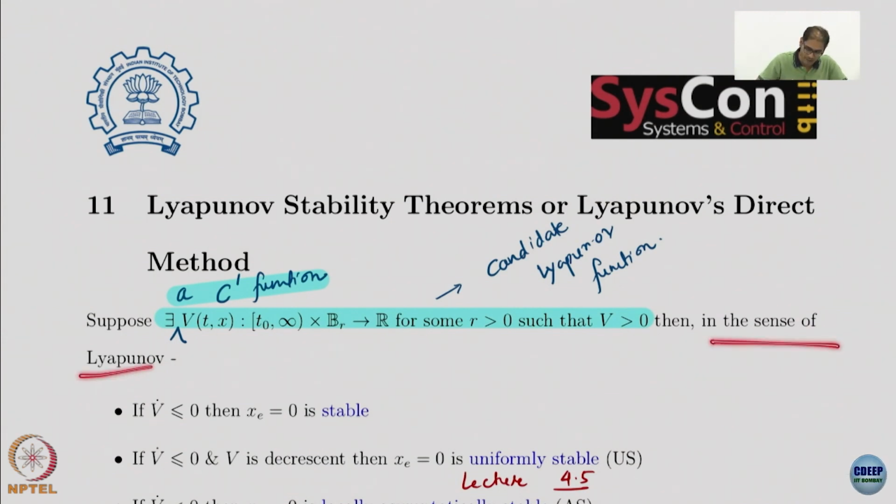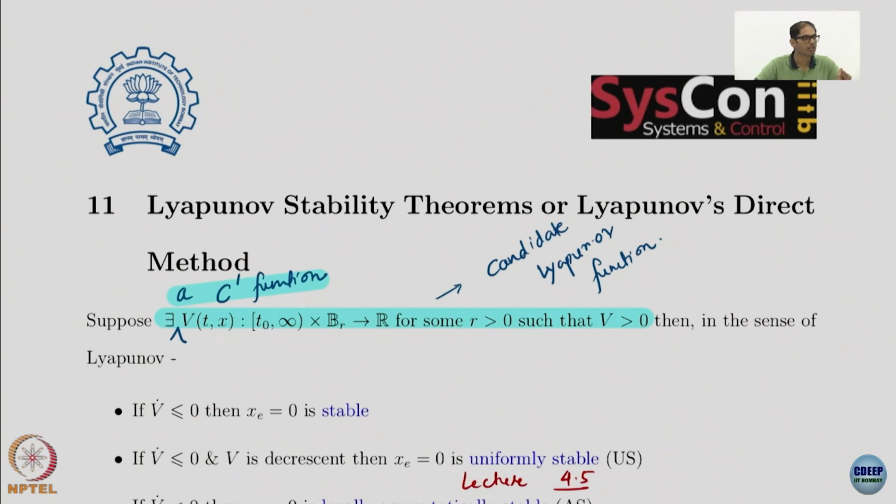Then in the sense of Lyapunov, if V dot is negative semi-definite, origin is stable. If V dot is negative semi-definite and V is decrescent, then origin is uniformly stable. So, these are the first two Lyapunov theorems, very simple statements. I have written them in a very simple way. If you go to the textbook, of course, there is a little bit more buff in the statement itself, because it writes the system and so on, but the basic statement is pretty simple.